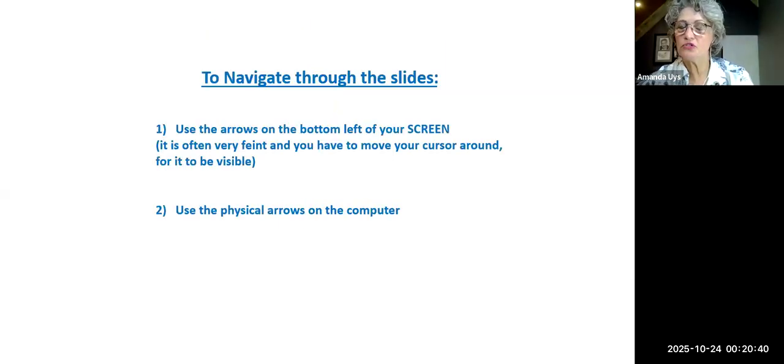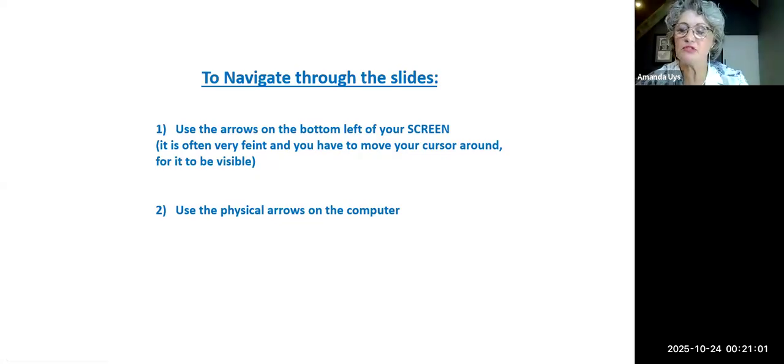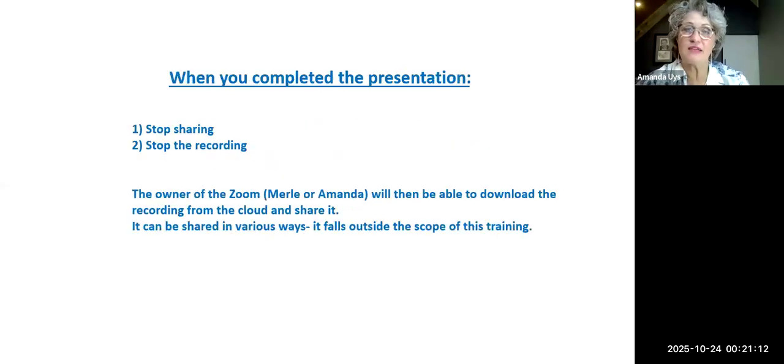So now you are on your screen and you're going to start navigating your screen. What you're going to do is just use the arrows on the bottom left of your screen. It is often very faint and you have to move your cursor around for it to be visible. Sometimes I even have to change my screen a little bit up or down to be able to see these little arrows in the bottom. So you can either use that or you can use the physical arrows on your computer. Sometimes some of them don't work, so you'll just have to play around with that.